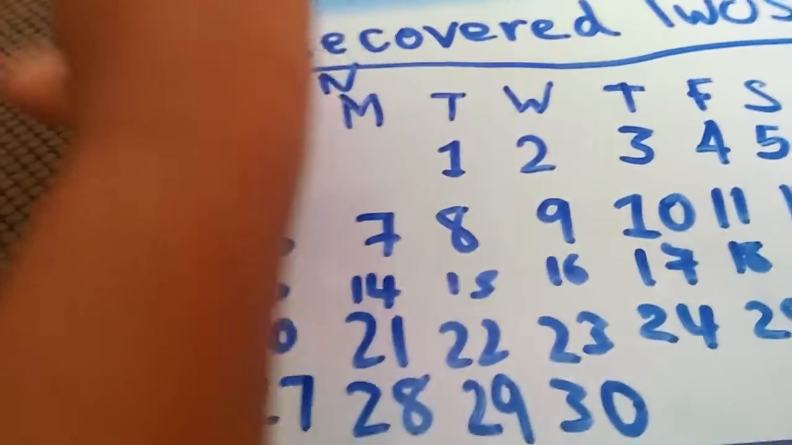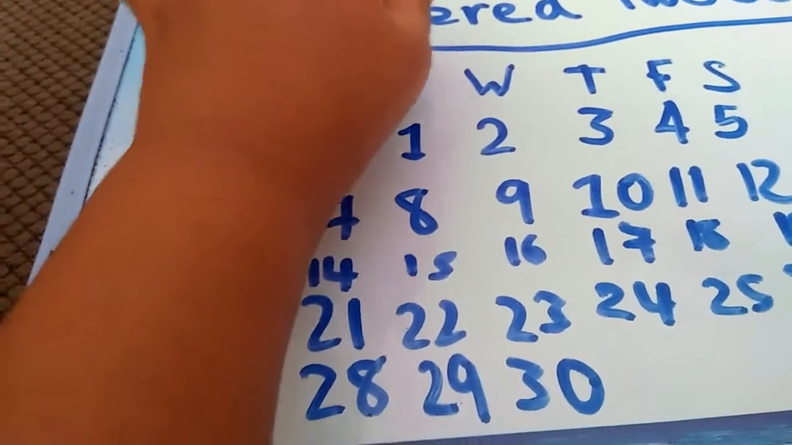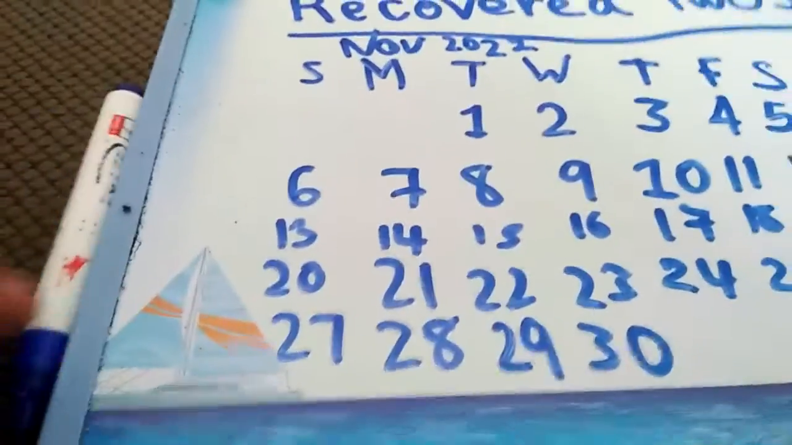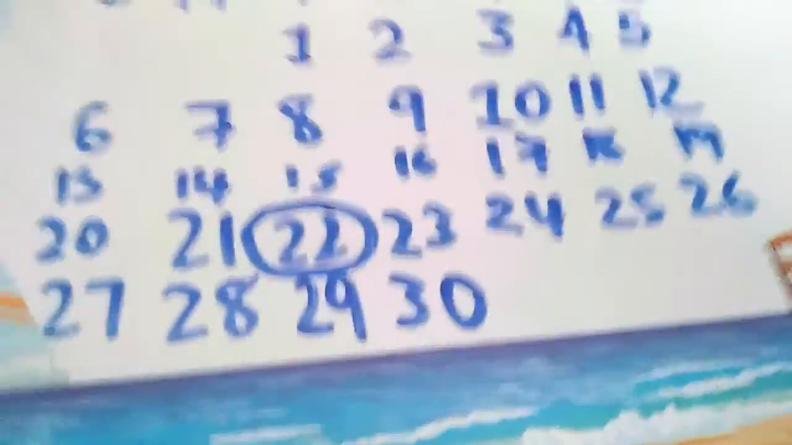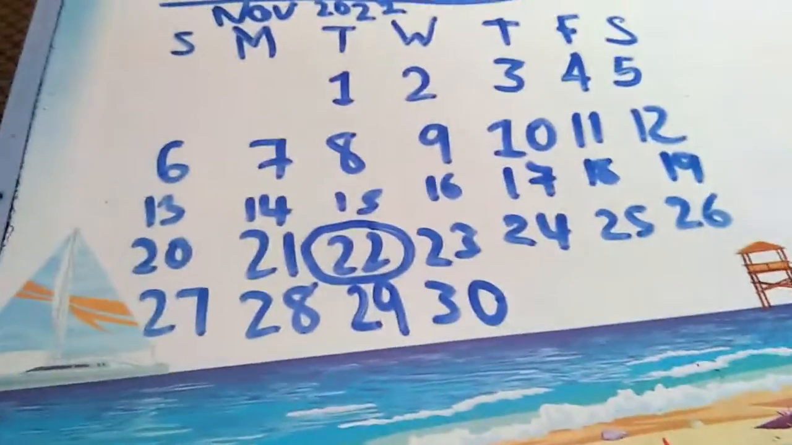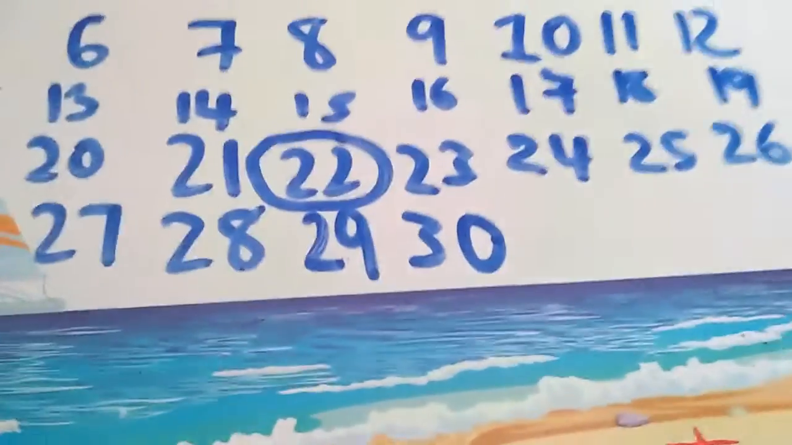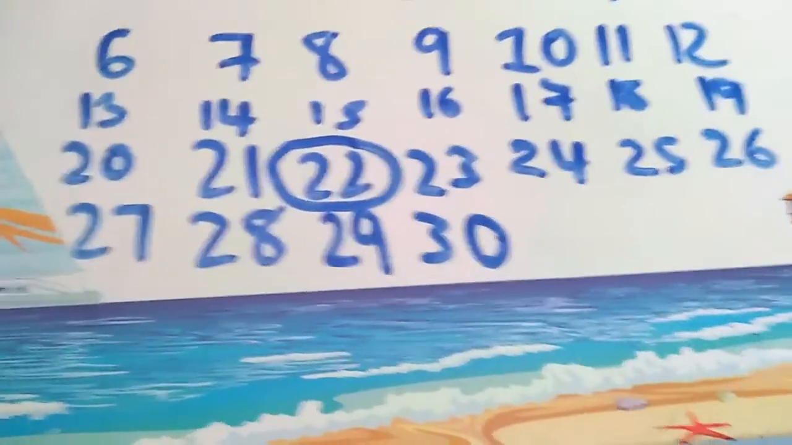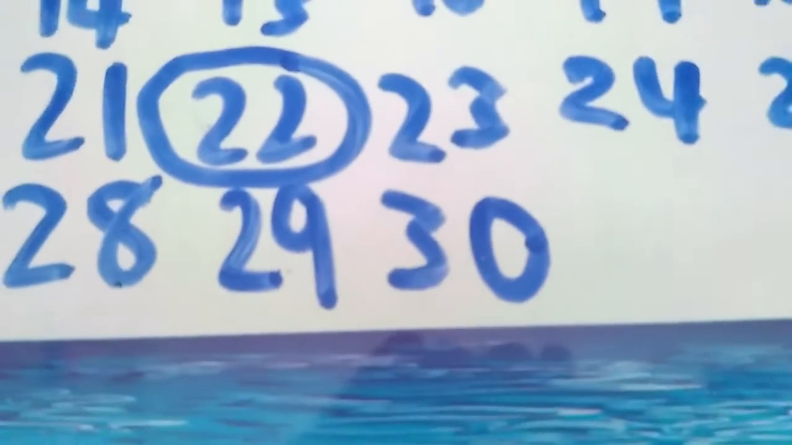I'm writing NOV as the short form of November. And this is today, the circled one. So the February calendar is the same as the November calendar in 2022. In 29 and 30, November has 2 days extra compared to February, and February has 1 day extra in a leap year.